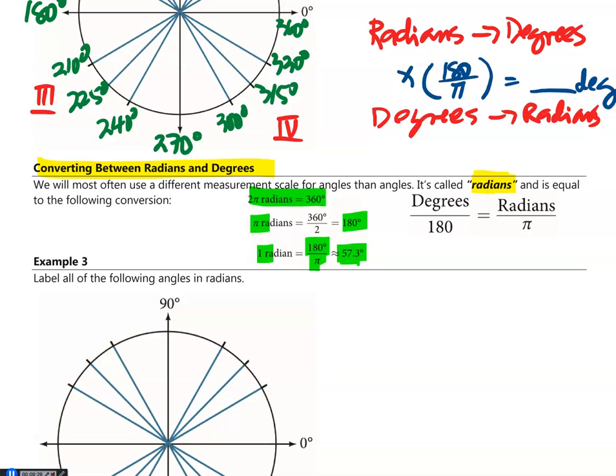So let's say y degrees, you just have to multiply this by pi over 180, and when you do that, you'll be able to get radians. Okay, so again, from radians to degrees, you just have to multiply it by 180 over pi, and from degrees to radians, that is pi over 180.